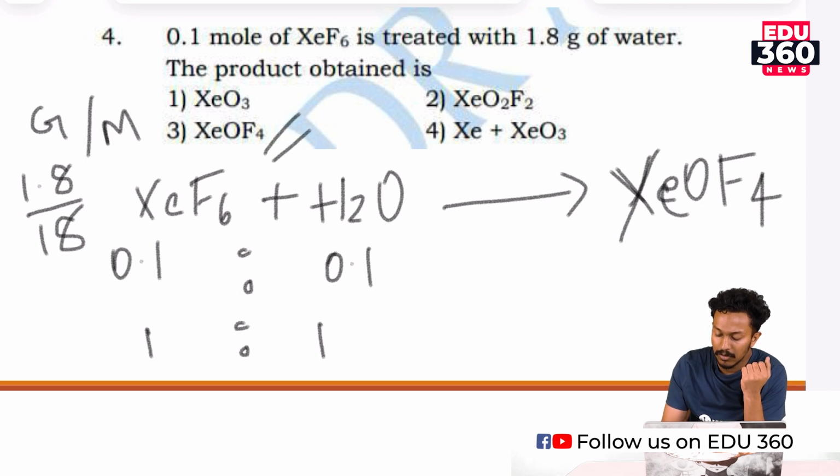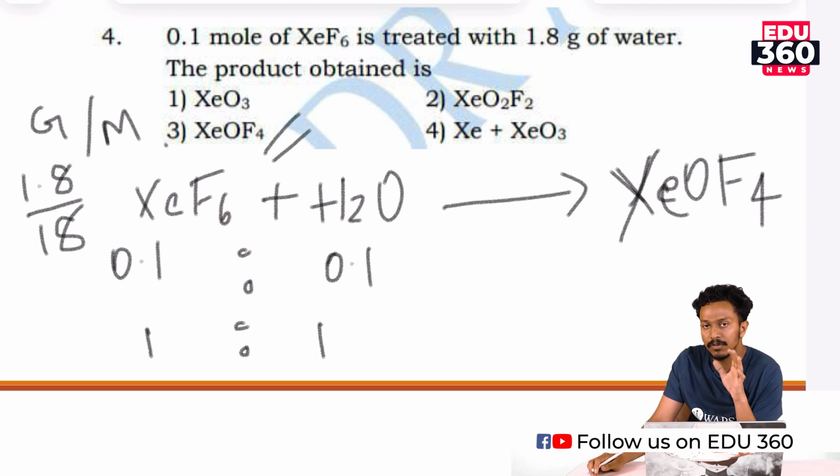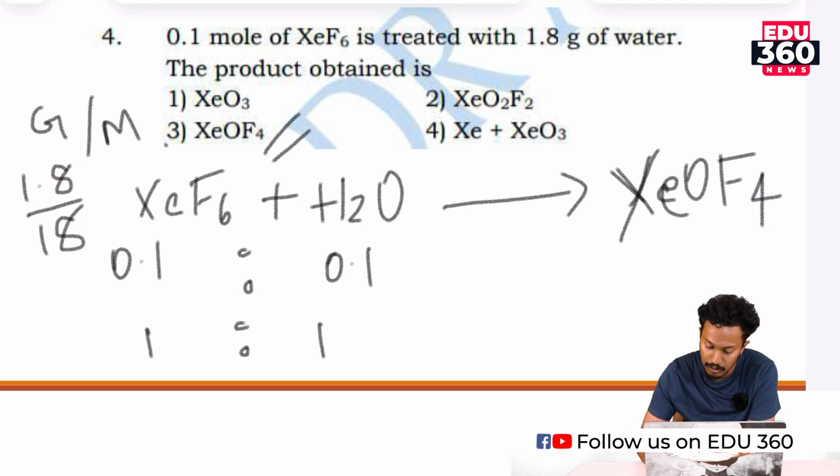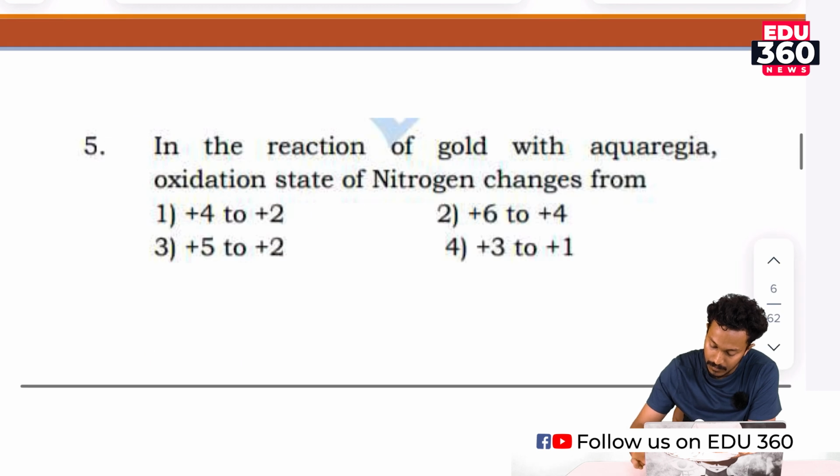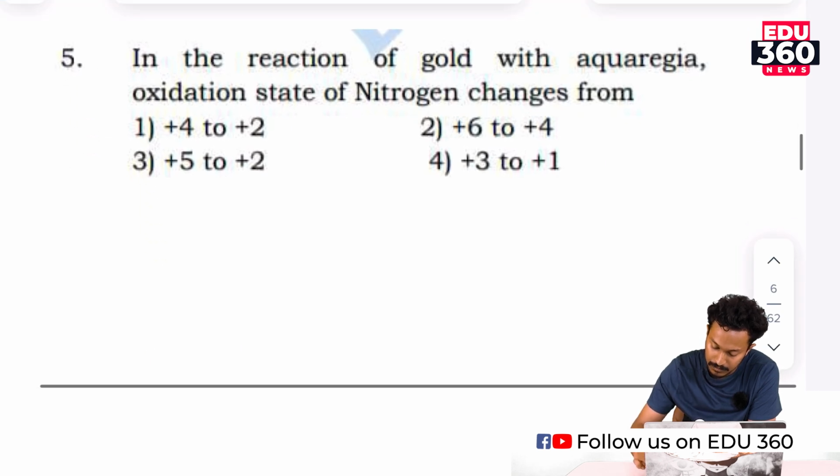We have studied along the xenon fluoride reactions that if the reactants are in the 1:1 ratio, the product would be xenon oxyfluoride, XeOF4. So the correct option for the fourth question is option 3. Moving on to the next question.